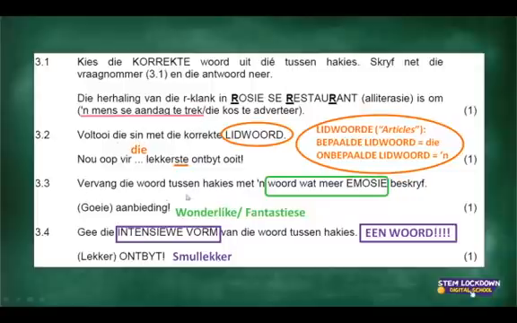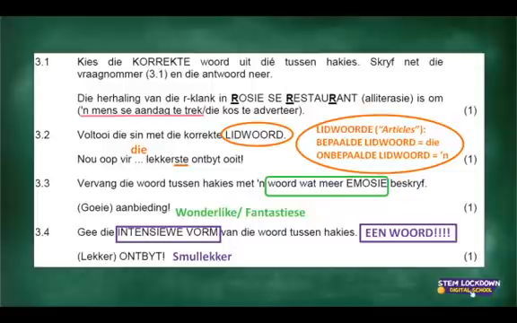Vervang die woord tussen hakkies met 'n woord wat meer emosie beskryf. So you have to replace the word in brackets with a word that expresses more emotion. So as ek sê goeie aanbieding, a good deal, that sounds okay. Okay, just sounds okay. Nou sê ek wonderlike aanbieding. Dis 'n fantastiese aanbieding. By saying wonderful or fantastic deal, it gives a lot more emotion.